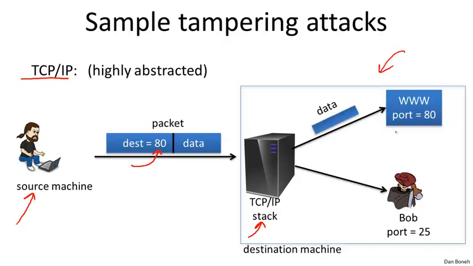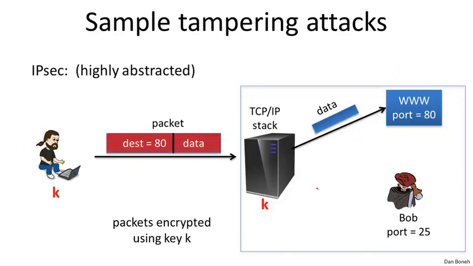Here we have, for example, two processes listening to these packets. A web server, say, over here, and another user, we'll call him Bob, over here. The web server listens on port 80, and this user Bob listens on port 25. When a packet comes in, the TCP/IP stack looks at the destination port. In this case, it would be destination 80, and as a result, the stack forwards the packets over to the web server. If the destination port said port 25, the TCP/IP stack would forward the packet over to Bob, who's listening on port 25.